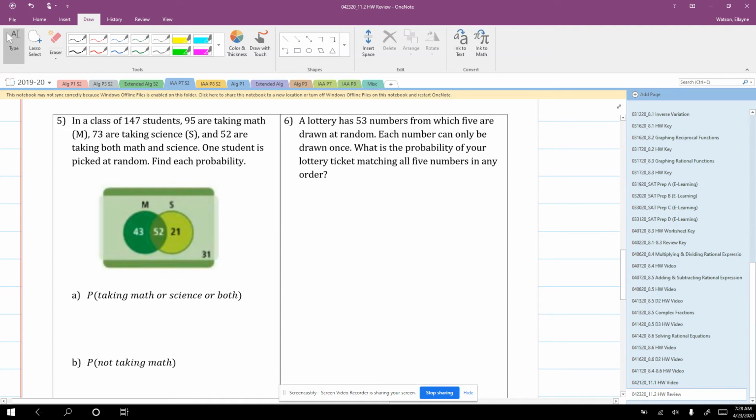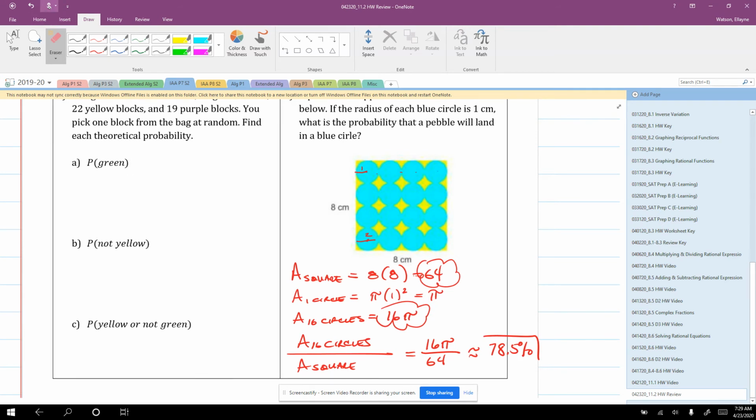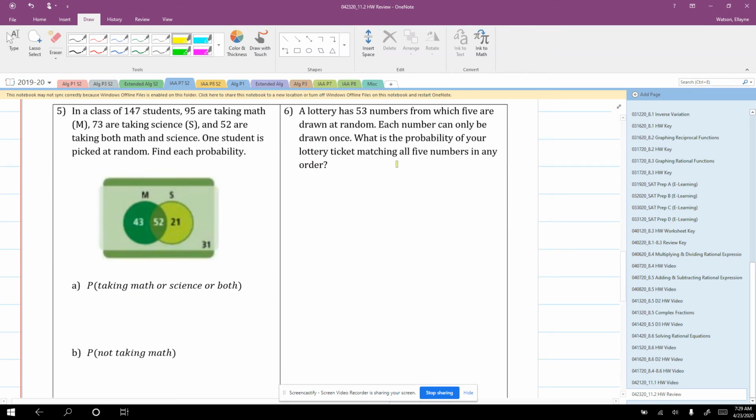Okay, the first thing I'm thinking is, I have to figure out how many total combinations there are. Let me say that again. How many total combinations are there from the 53 numbers, of which 5 are drawn? Oops, apologies, guys. I wanted to highlight this. Oh, any order. Well, order doesn't matter.